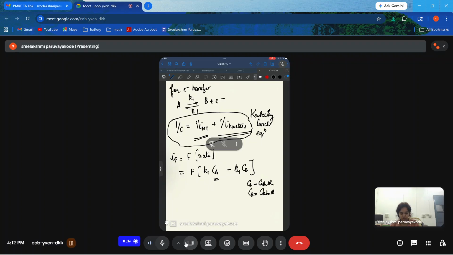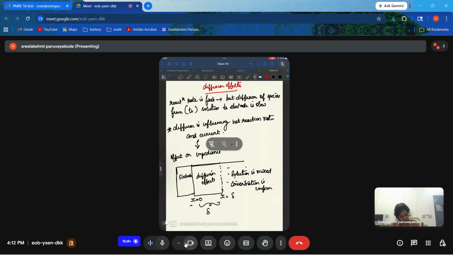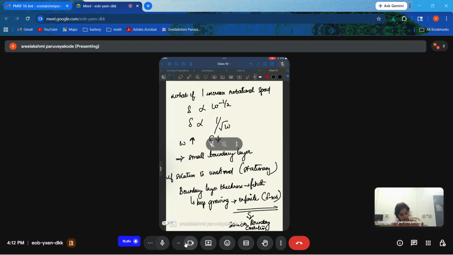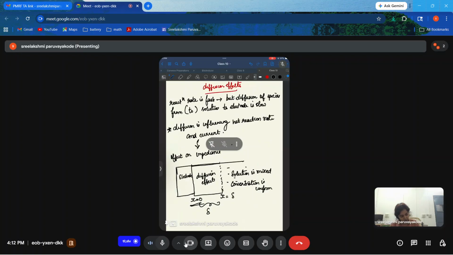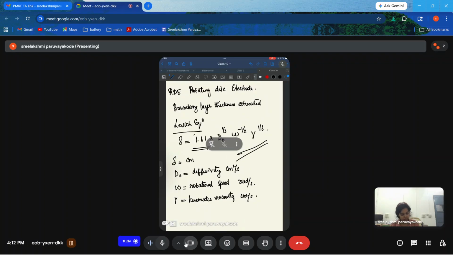But when mass transfer effects come into play, this is not possible because Ca at x equal to 0, which is the interface, is different. At the interface, what is the concentration? That will be different from the concentration in the bulk. Okay, it's going to be different.